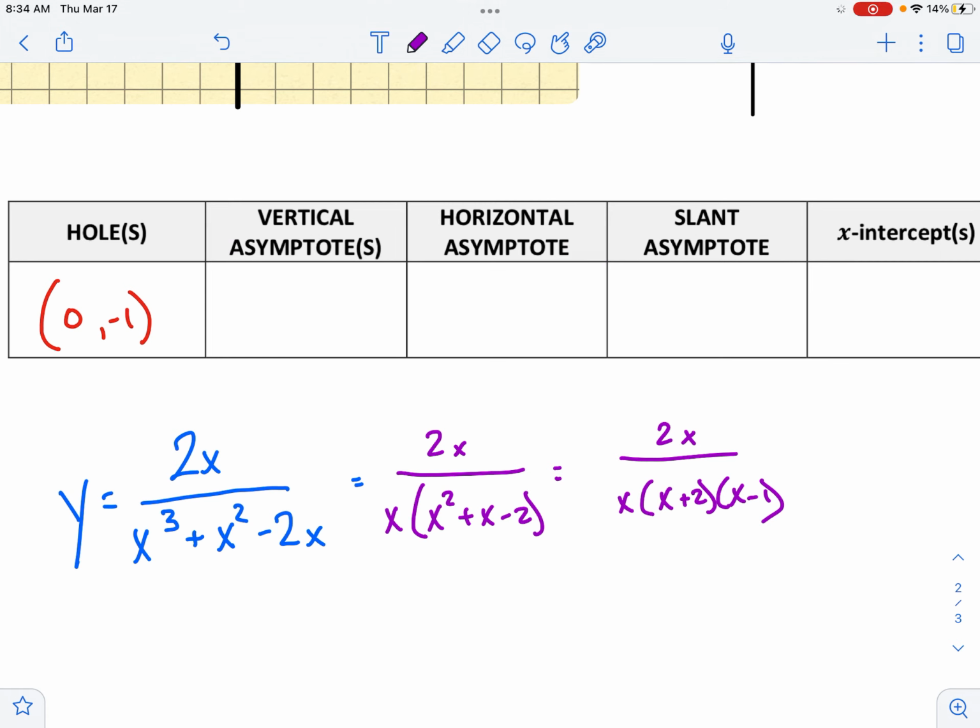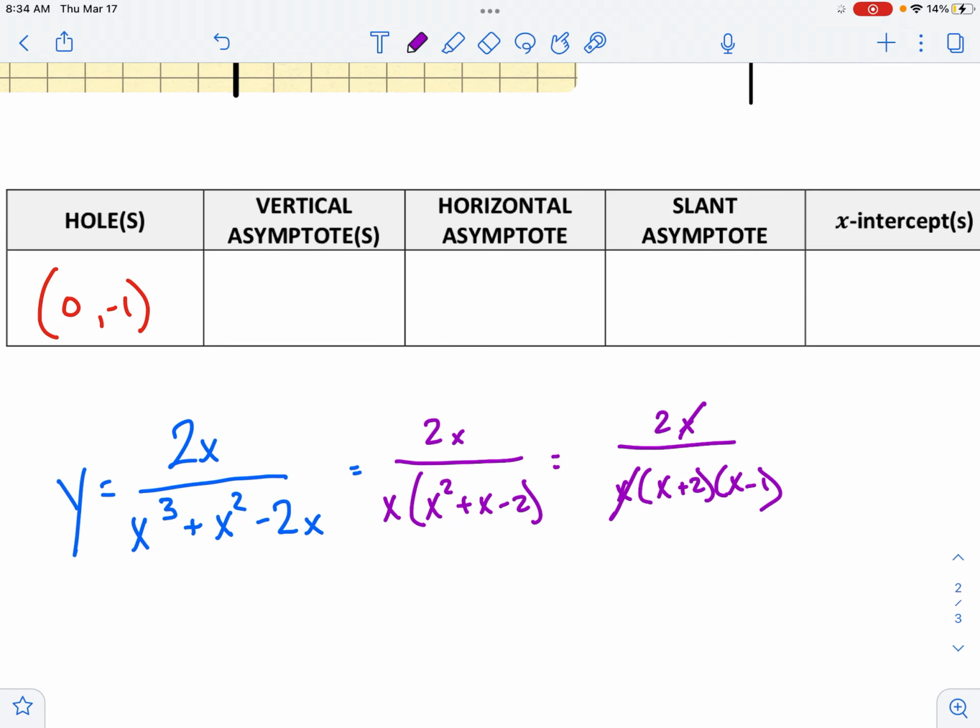Vertical asymptotes are always going to be, well, after we've canceled out the x, whatever remains behind in the denominator becoming zeros. So for this one, if x is negative 2, and for this one, if x is 1, we're going to have an asymptote. So x is negative 2 and x is 1. That's going to be the asymptote there.